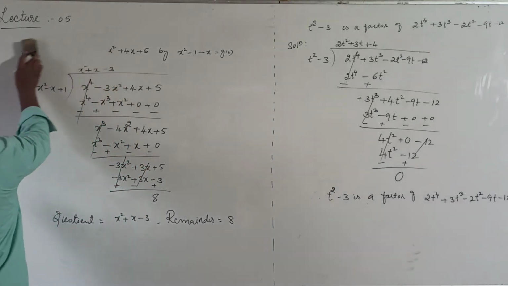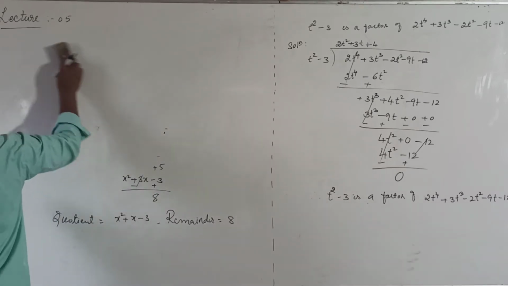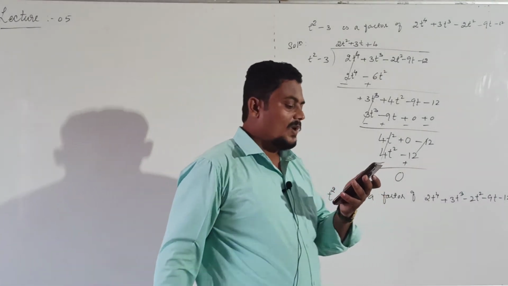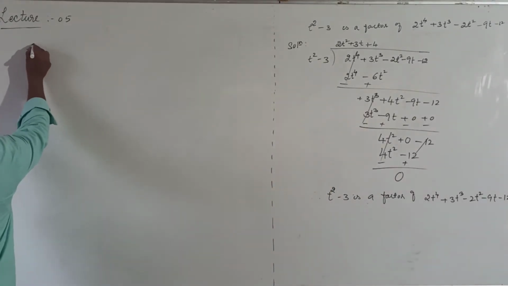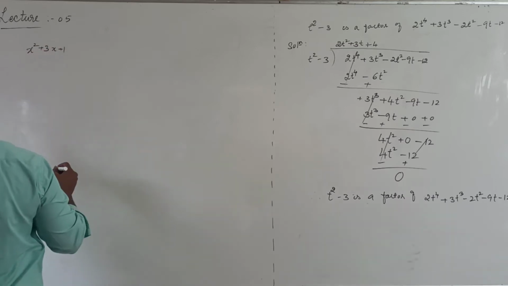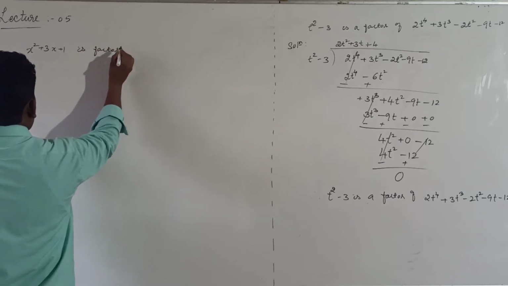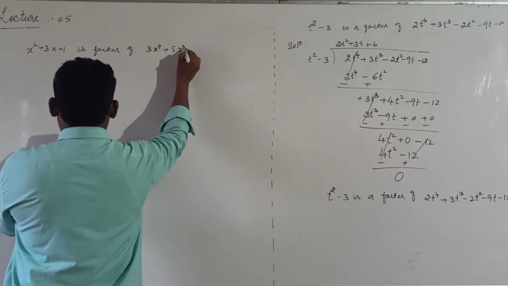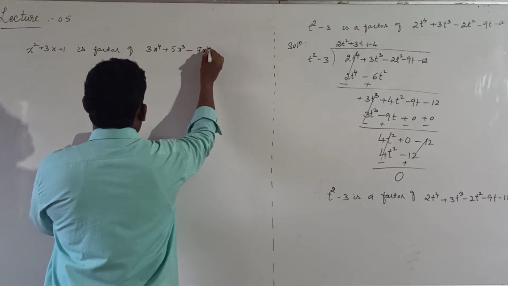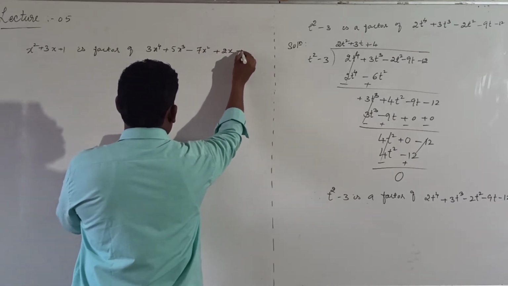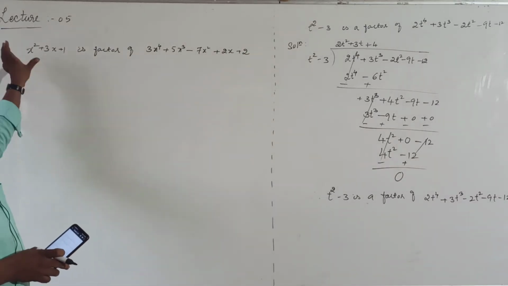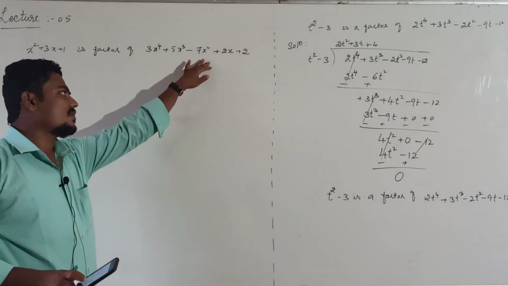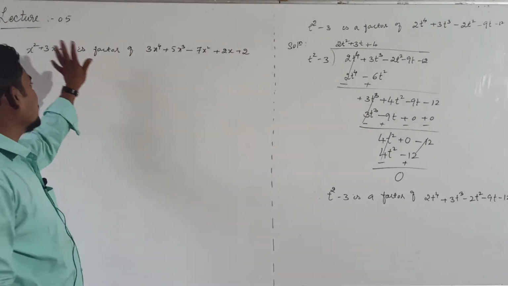Next problem. Check whether the polynomial x square plus 3x plus 1 is a factor of 3x power 4 plus 5x cube minus 7x square plus 2x plus 2 or not. Just check whether this is a factor of this polynomial or not.